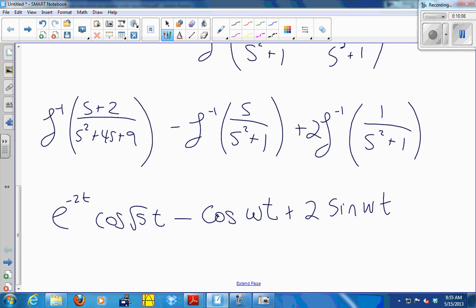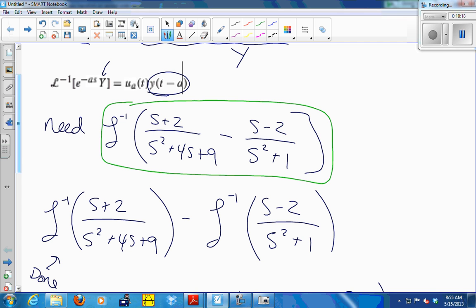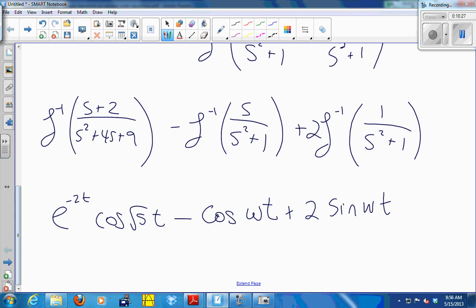Okay, so that's the whole inverse Laplace of just the piece in parentheses. Okay, so that is just this inverse Laplace. But what I really need is that inverse Laplace evaluated at t minus a, and in this case, a is 2. So everywhere in here where there's a t, I need to replace it with a t minus 2.